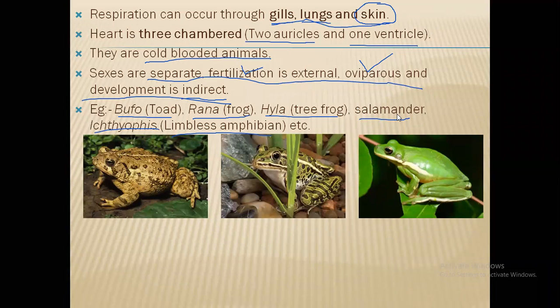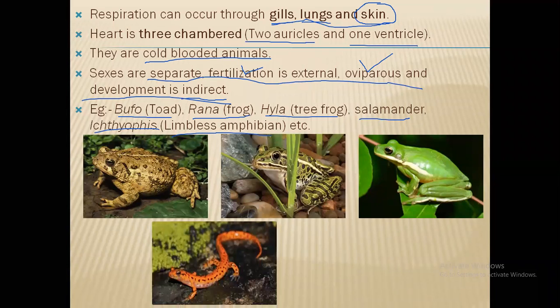As you know, tree frogs come in different colors and ये भी frog variety को ही belong करते हैं. They are not toads. This is salamander. Salamander also evolved in such a manner कि इसका एक moist skin होता है. Though it looks like lizard, but it is an amphibian. It does not have scales. It has a moist skin.